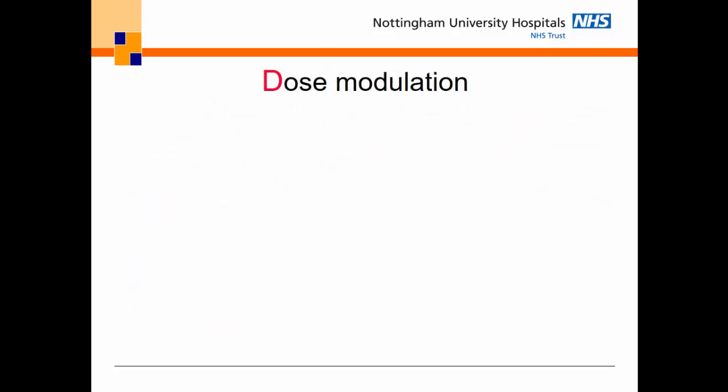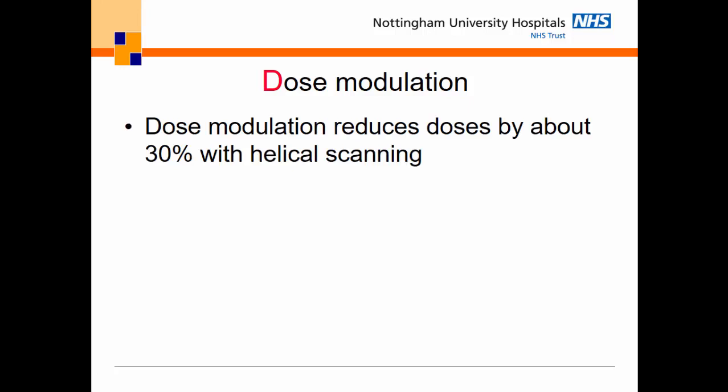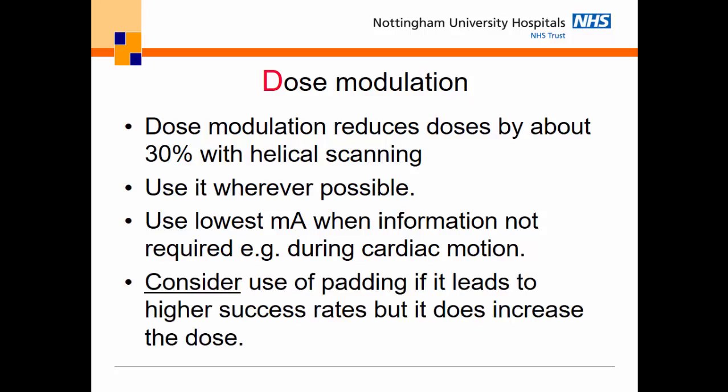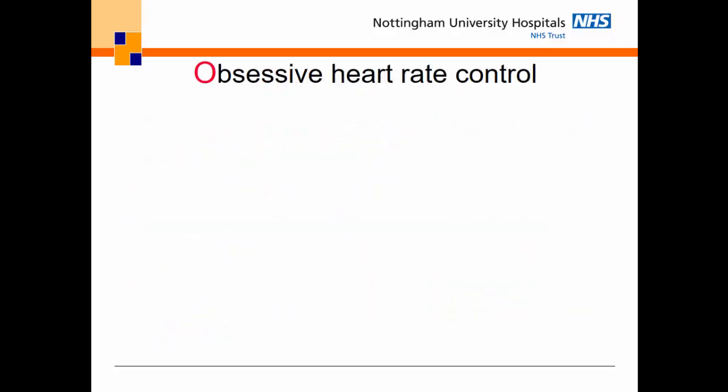Okay, Sue mentioned dose modulation. Dose modulation, in helical scanning, is when you turn the mA up and down depending on whether you're interested in the data or not. That reduces the dose by about 30%. Use it whenever you can. Use the lowest mA possible when you're not interested in that particular part of the cardiac cycle. If you're using padding, use it if it leads to higher success rates, but bear in mind that increasing the amount of padding does increase the radiation dose.